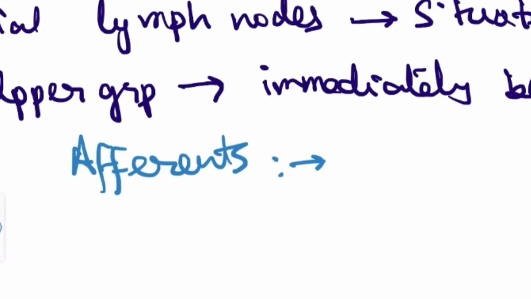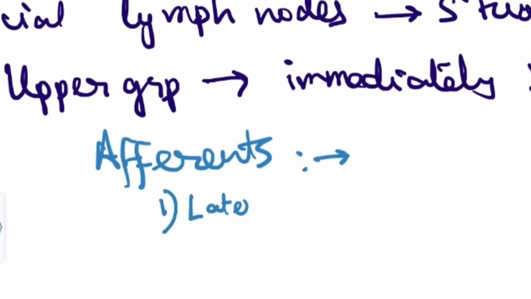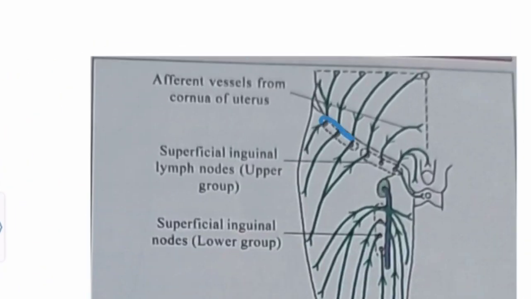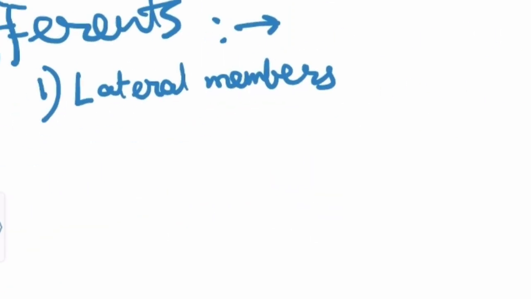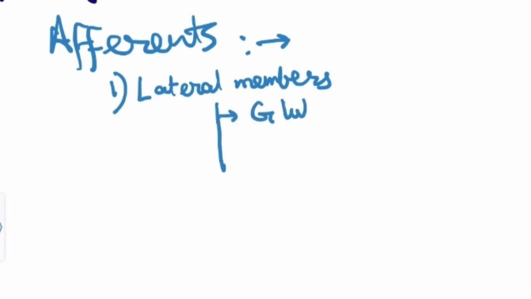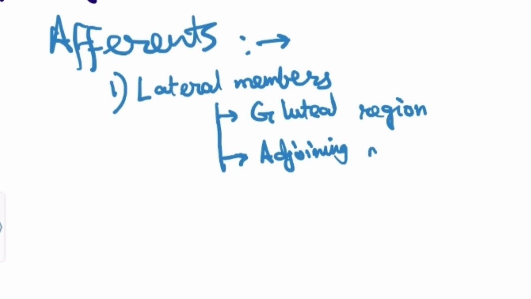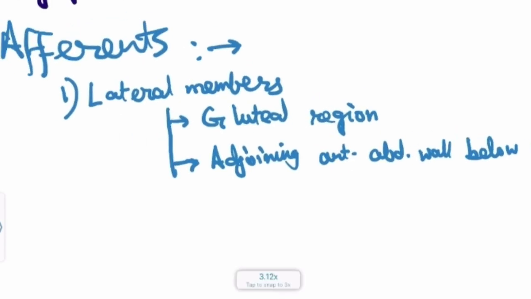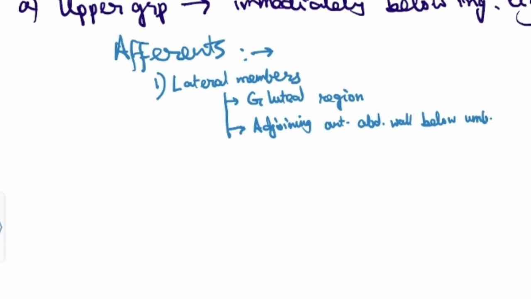See, what are the afferents for which group? The lateral members. You can see I'm talking about these over here. This is the lateral group and this is the medial group of the upper lymph nodes. I made a mistake. This is the lateral group, this is the medial group. So I'm now talking about the lateral members. They receive mainly their afferents from the gluteal region and from the adjoining anterior abdominal wall below the umbilicus. I hope you remember the umbilicus, the watershed line. The lymphatics above the umbilicus drain to the umbilical nodes and other nodes present in the abdomen, and these drain over here, meaning below the umbilicus.